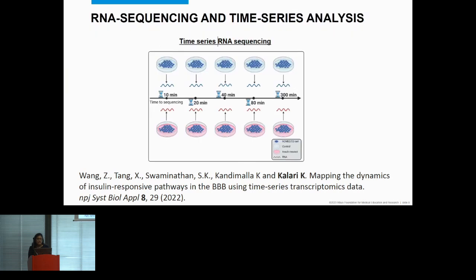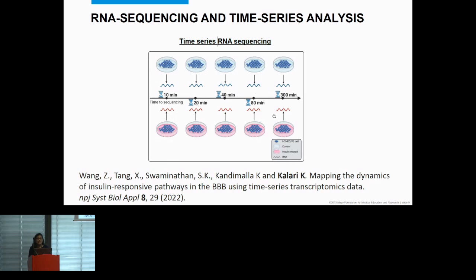So then, since there is no dynamics data, we went ahead and did the RNA sequencing of these 5 time points. As you can see here, one is a plate that's a control, and then this is an insulin-treated HMEC-D3, same cell line. So we did that at 10 minutes, 20 minutes, 40, 80, and 300 minutes.